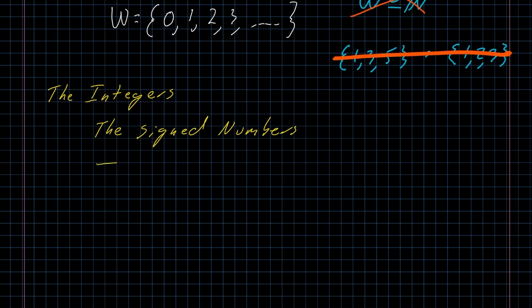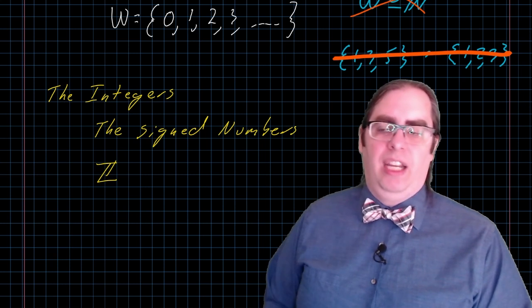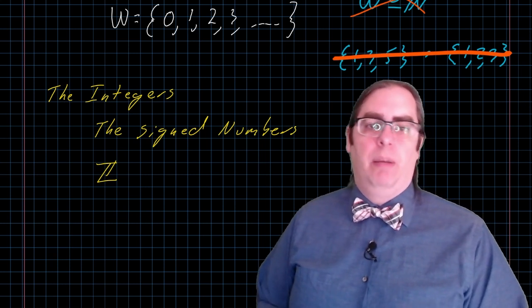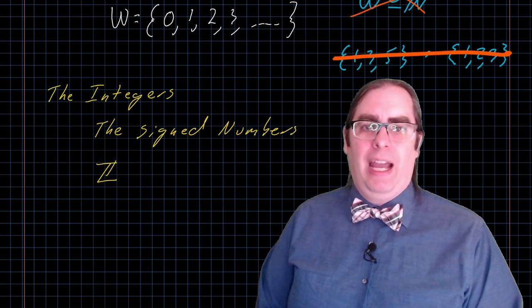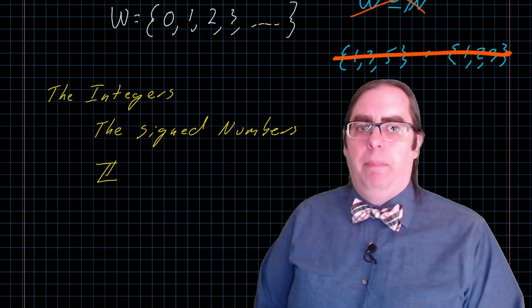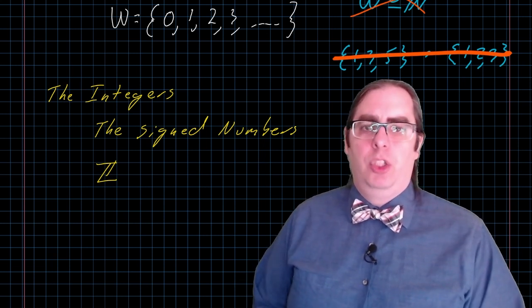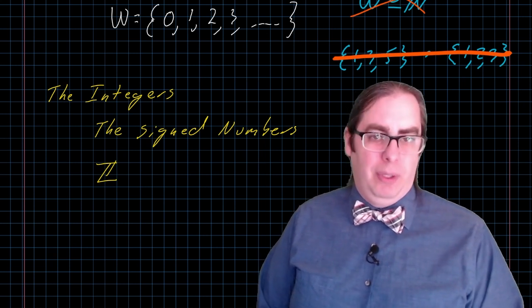The symbol for the integers is a double stroke Z. Why Z? The best I've been able to ascertain is the idea of sets of numbers were first being developed by German mathematicians. At the time, all of scientific discourse was run through Germany. And in the German language, the word for number starts with Z. So that's what they went with.